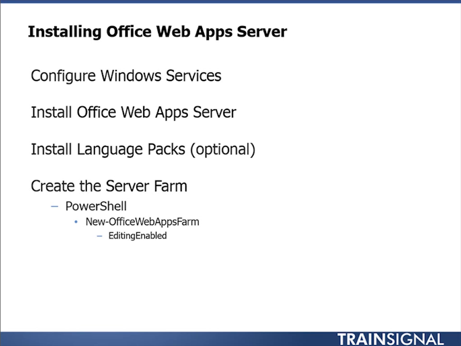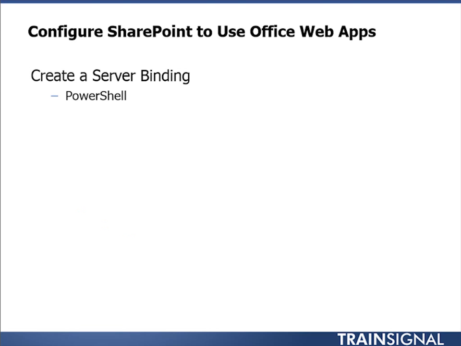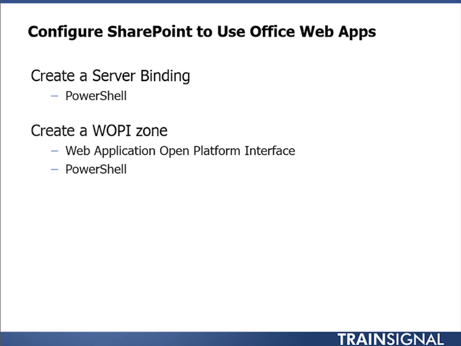Once I set up the Office Web Apps Farm, then I need to configure SharePoint to use it. To configure SharePoint to use it, what I'm going to need is a server binding. And by the way, this can only be done through PowerShell. Then I need to create a WOPI zone, which stands for Web Application Open Platform Interface. And again, that can only be done through PowerShell. Once I set up my server binding and the zone, then I'm able to do my viewing and my editing of my documents.